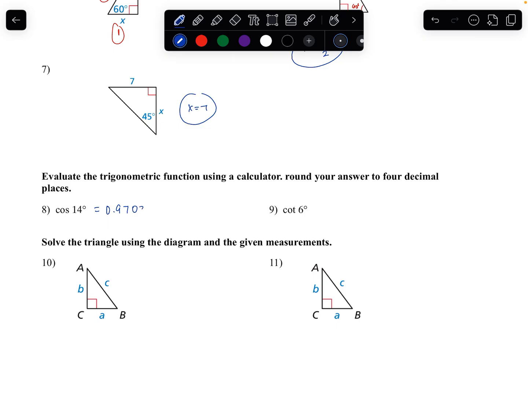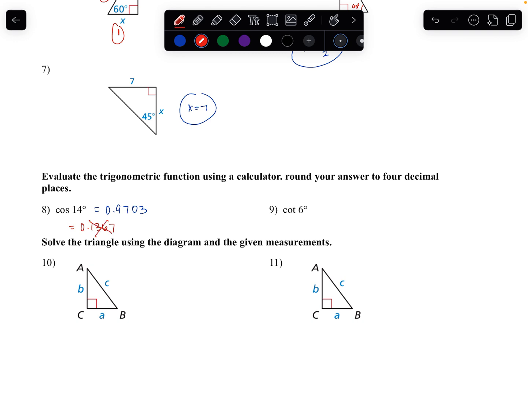0.3, I guess, if we're rounding to 4 decimal places. If you did not get this and you know that you typed in cosine of 14, the only other thing that I think you could have gotten in your calculator is 0.1367. If you got this, this is wrong.